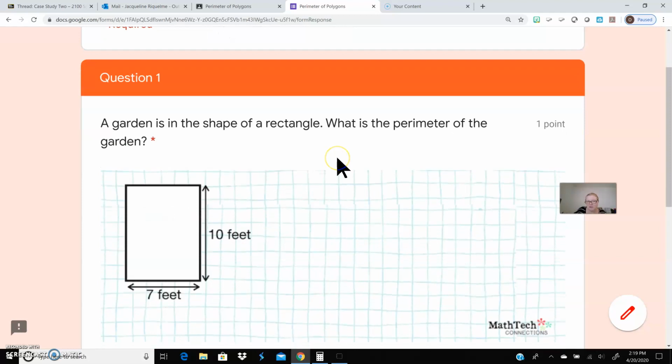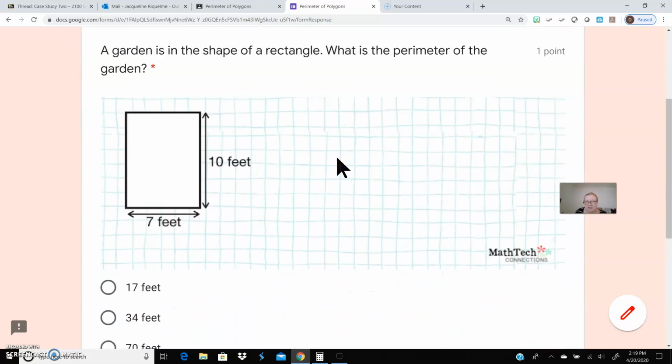Okay, so question number 1. It says a garden is in the shape of a rectangle. What is the perimeter of the garden? Our first instinct is to look at this and go, oh, 10 and 7. I know 10 and 7 is 17. Well, they want to know the perimeter of the whole garden, so what I'm going to have to do is add.